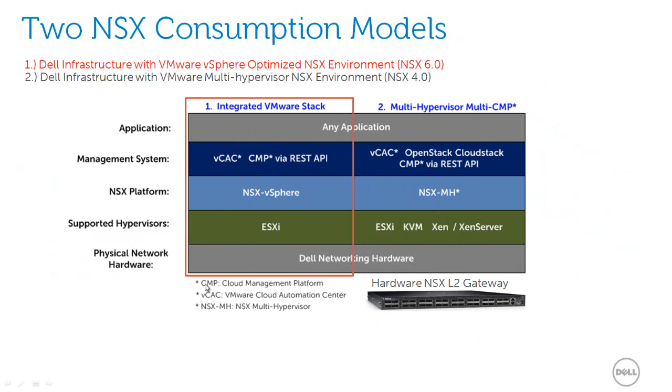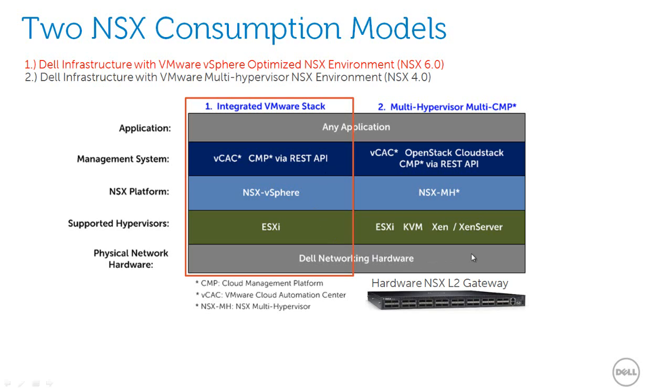There's two versions of NSX, NSX for vSphere only environments and NSX for multi-hypervisor environments. In this presentation and demo, we're going to focus only on NSX for vSphere environments. Dell networking hardware will provide the physical infrastructure and network underlay. vSphere ESXi will be the hypervisor installed on the physical servers. The NSX version will be vSphere only version, or NSX 6.0. The cloud management platform can be VMware vCloud Automation Center or any cloud management system leveraging the NSX REST API.